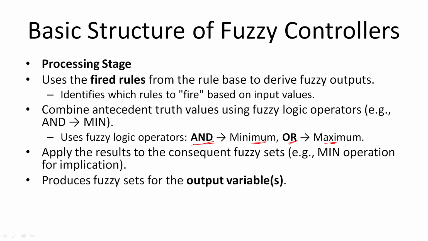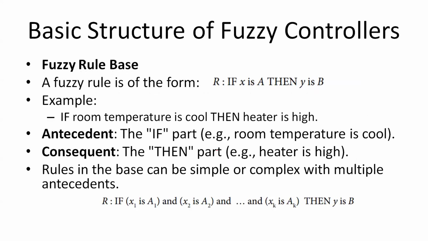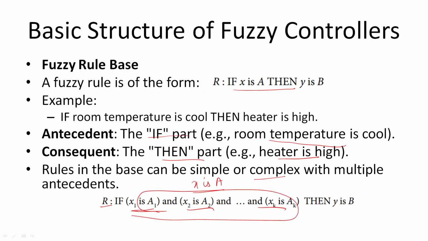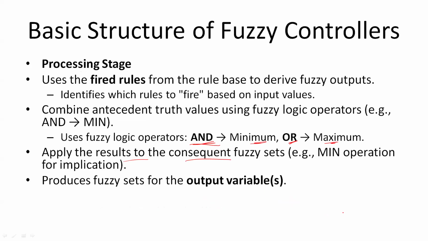And once we are done with this rule evaluation and summarizing together, we apply these results to the consequent part, because we had this antecedent. Whenever we have multiple rules, we determine which of the rules has to be fired. Once it has been determined, we apply the rule on the consequent part, that is, y is b. This b is also a fuzzy set, so we apply it to a consequent fuzzy set.